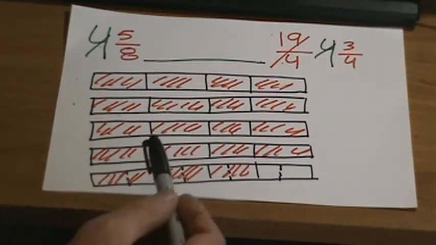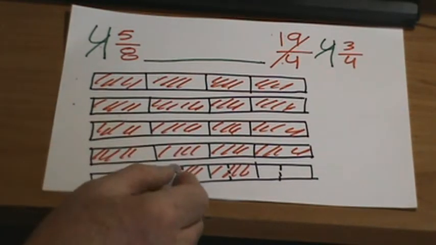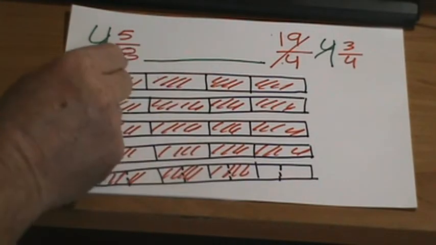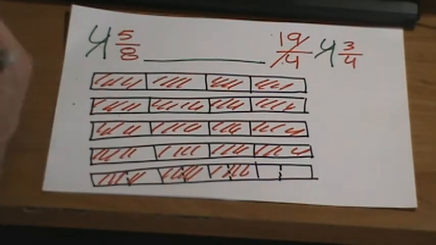And I can see that 4 3/4 is 4 and 1, 2, 3, 4, 5, 6 eighths. Is 6 eighths greater than 5 eighths? Yes, it is. So any alligator will eat 4 3/4 and not 4 5/8.